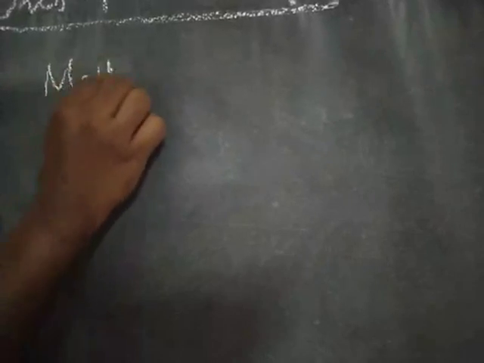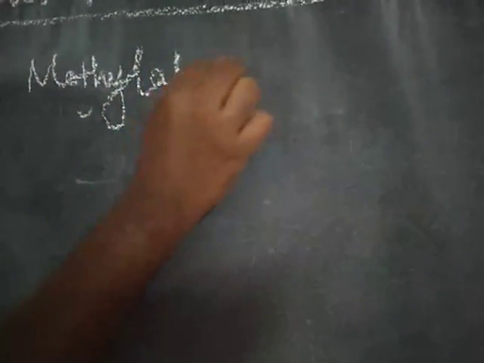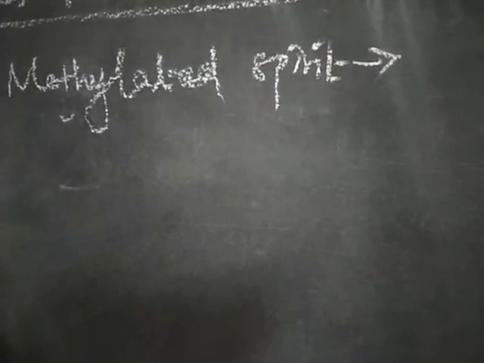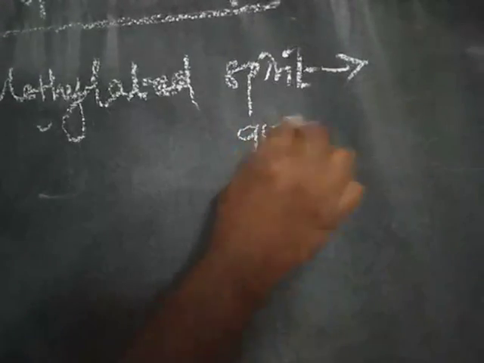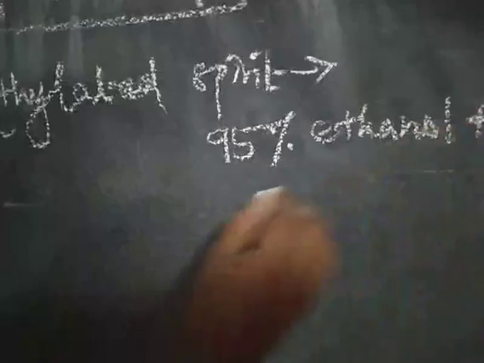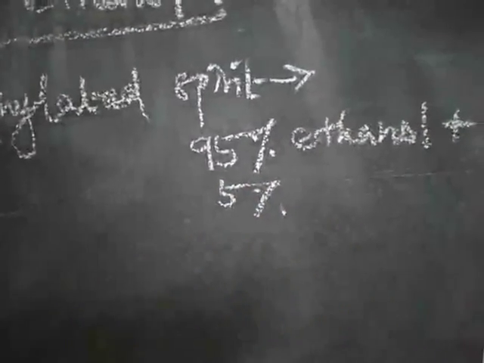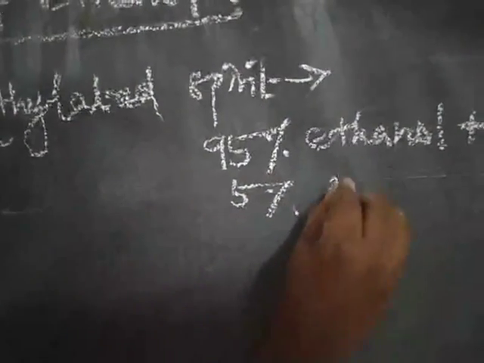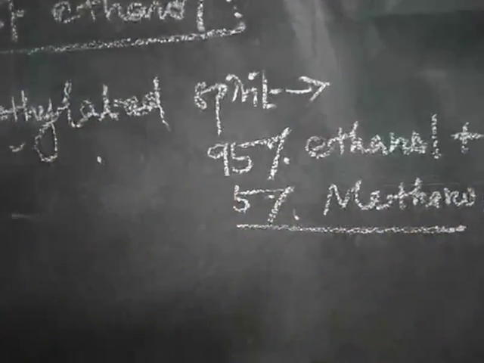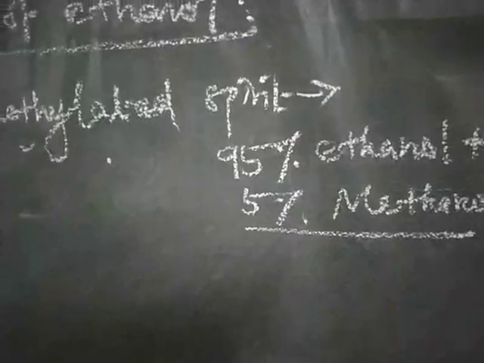Methylated spirit. What is meant by methylated spirit? A mixture of 95% ethanol plus 5% methanol is called methylated spirit.